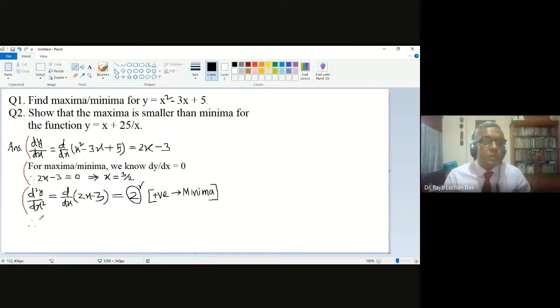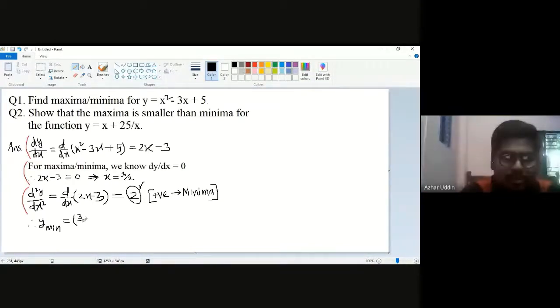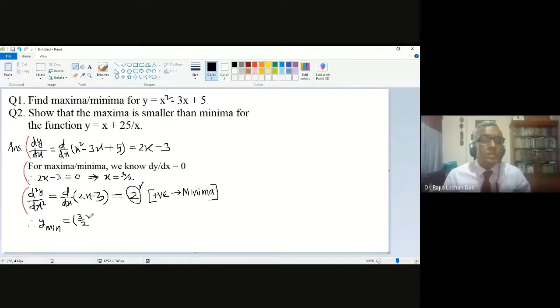So now you will find out the minima. So minima will be called y min, that is the minimum value of the function, and for that you will put x equals to 3 by 2. Now for calculating the minimum value, you will put x equals to 3 by 2 in the original function.